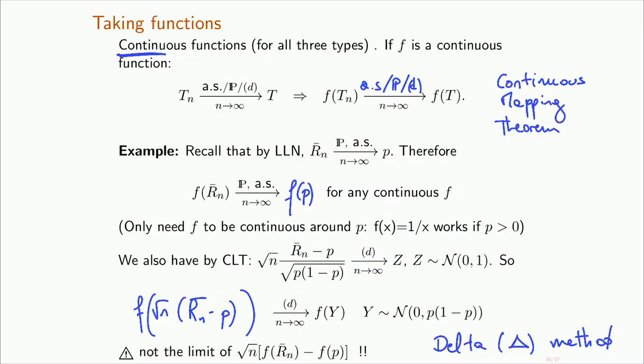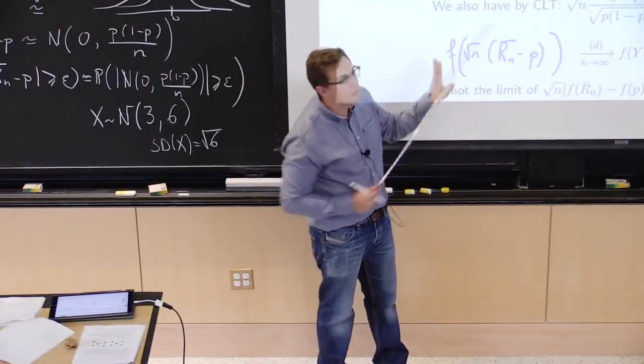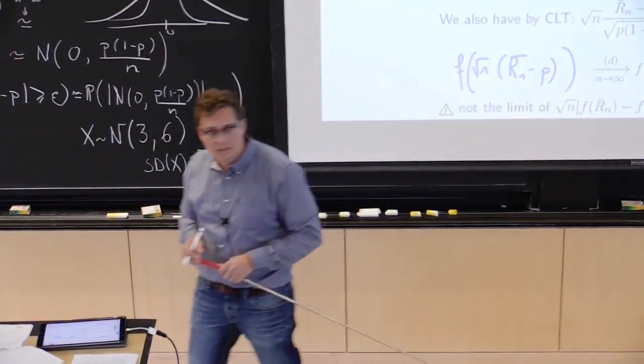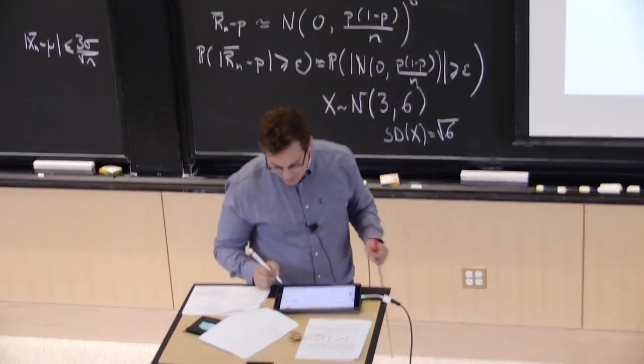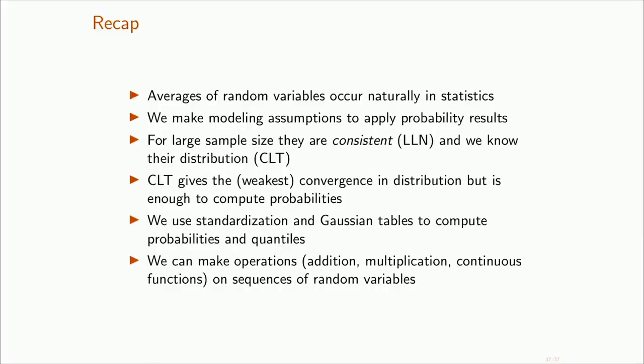The delta method is what you need to use when you want to look at something which is f of something minus f of something, but not f of the whole thing. Okay? So I'm running out of time. There's a bit of a recap on what we've been seeing. I encourage you to take a look. We saw that averages show up, and therefore the central limit theorem and law of large numbers. Then we can use standardization, and we can make operations. But for limits and distributions, we need to use Slutsky and be careful.